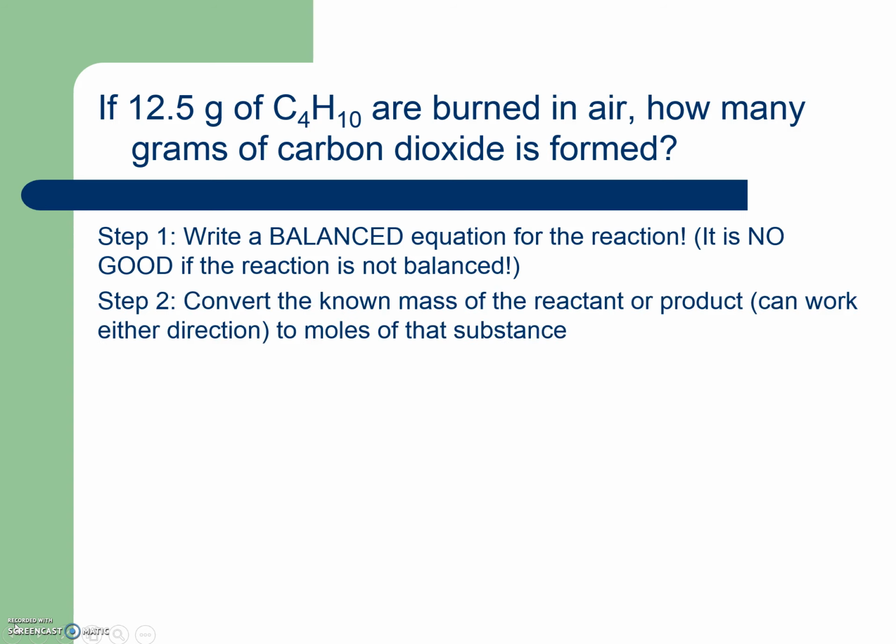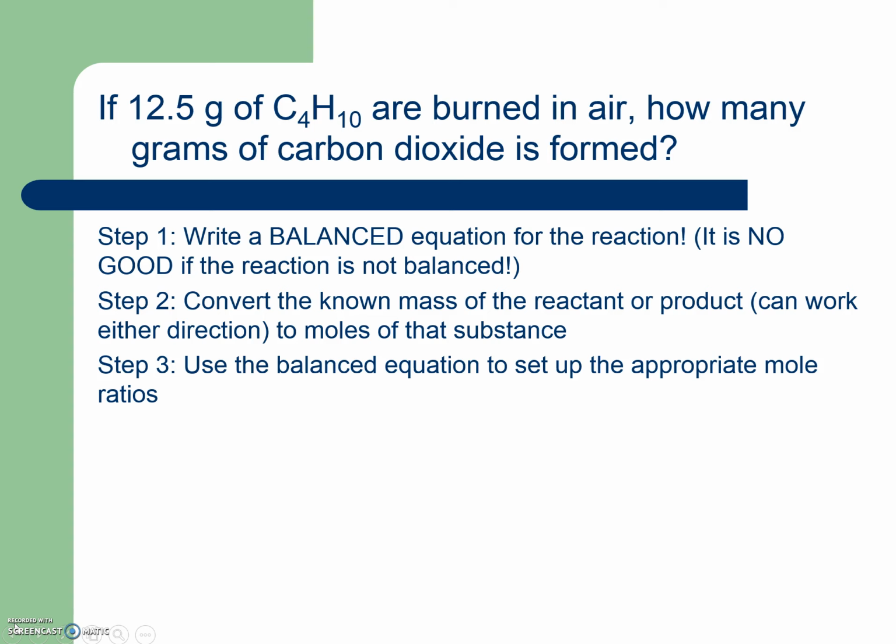The second step is we need to convert the known mass of the reactant or product, it can work either direction, to the moles of that substance. So I can sometimes talk about a product and figure out how much reactant I had, or I can talk about a reactant and figure out how much product. Or I can talk about a reactant and figure out how much of the other reactant I need. Or I can talk about a product and figure out how much of another product. It works anywhere in the equation.